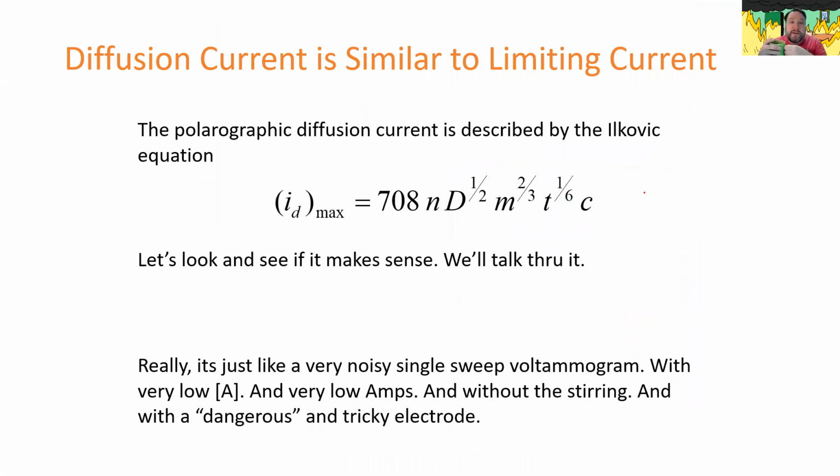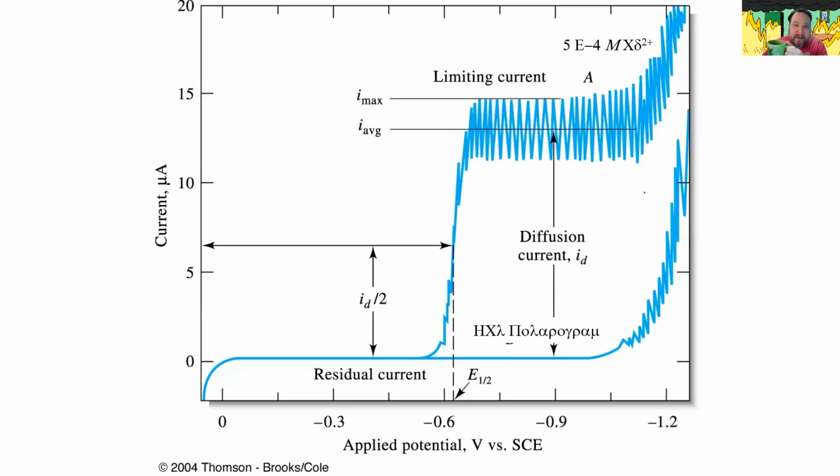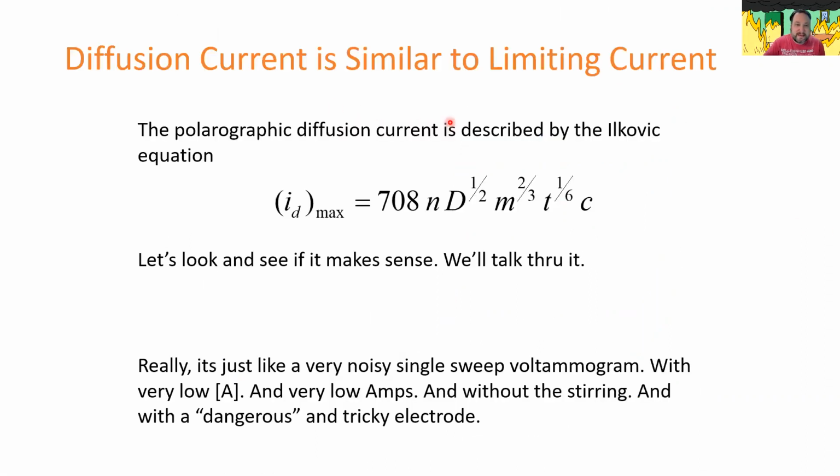The polarographic diffusion current is described by what's called the Ilkovic equation. So where is our I average going to be? Our I_D is going to be described by this equation: 708 times n, D to the 1/2, m to the 2/3, t to the 1/6, times the concentration C. D is your diffusion coefficient, m is your drop rate, t is a function of time, and C is the concentration.